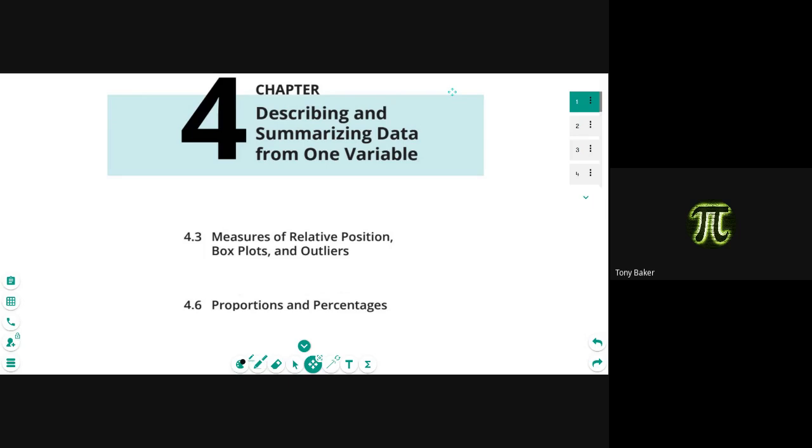So we're going to look at percentiles, box and whisker plots, outliers, and then some proportions at the end.